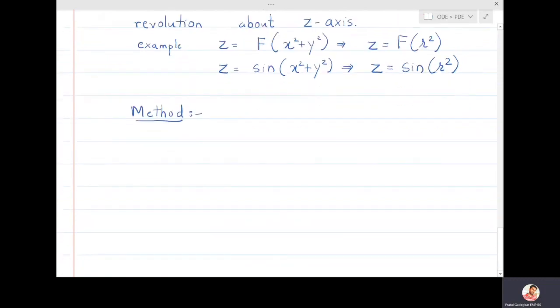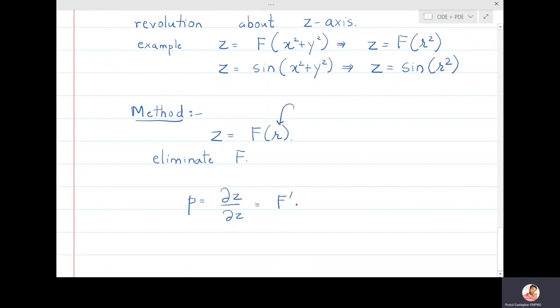So z is equal to f of r. If I differentiate z with respect to x, my target is to eliminate f. So if I differentiate this z with respect to x, I will get p, which is ∂z/∂x, is equal to f dash multiplied by the derivative of r.